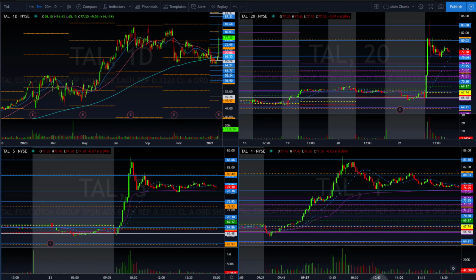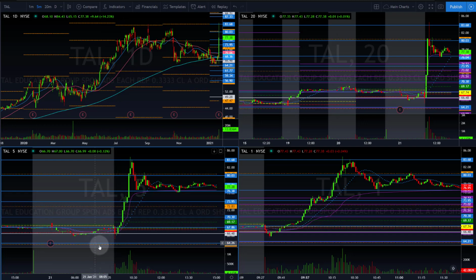Try to make this as brief as possible. Let's dig in straight away. So I was watching TAL, it was coming up on the scanner, everybody was talking about it. So from what we see on the 5-minute chart, it did look like a big spike from 70 area or 69 area to 74 area. It's a pretty quick spike, right?